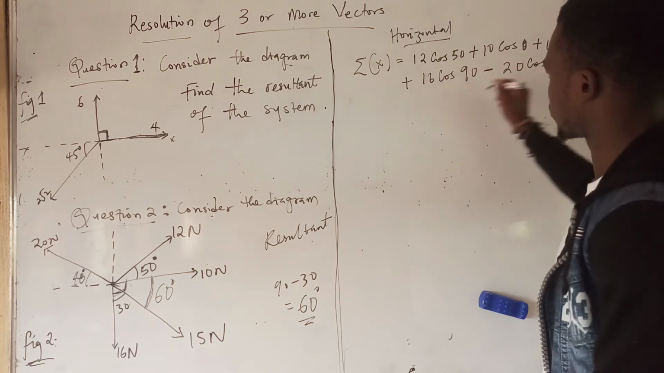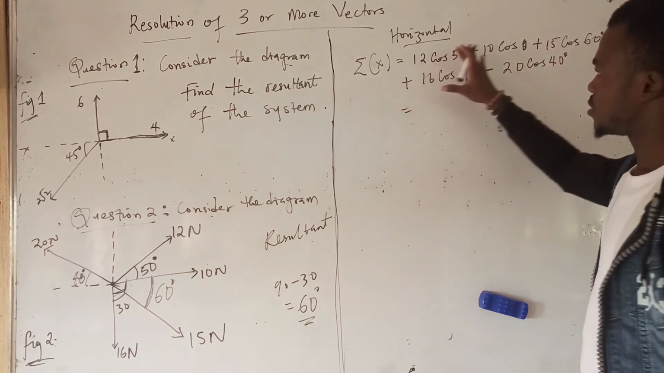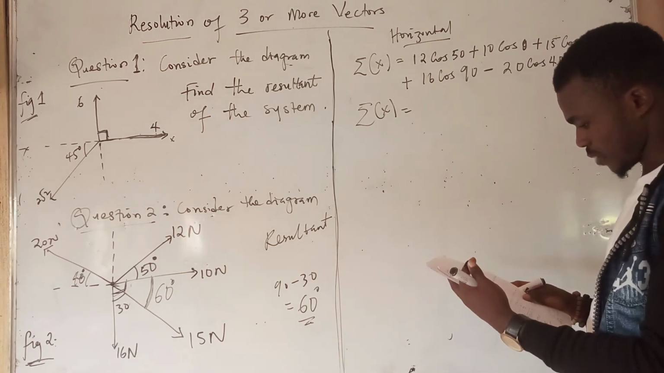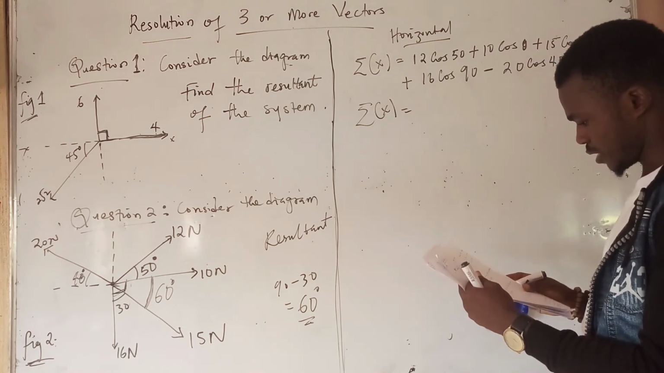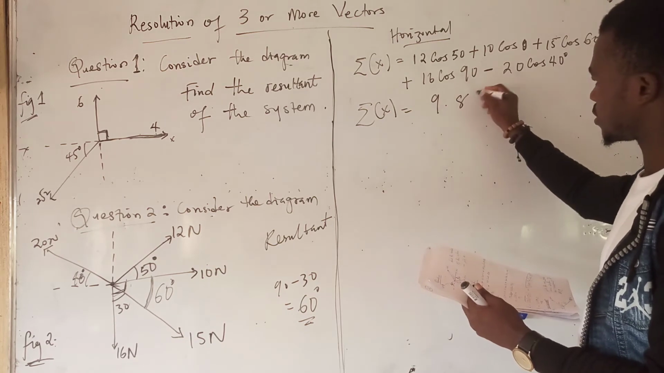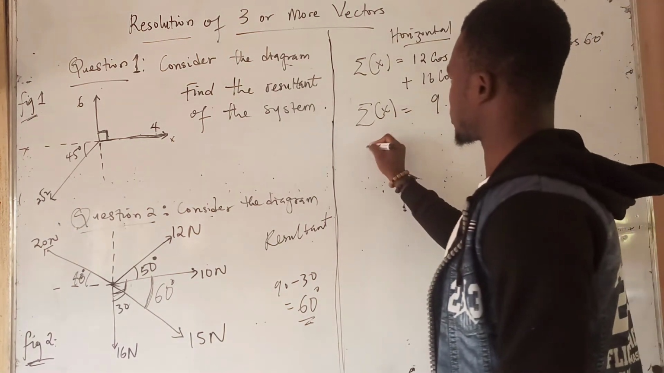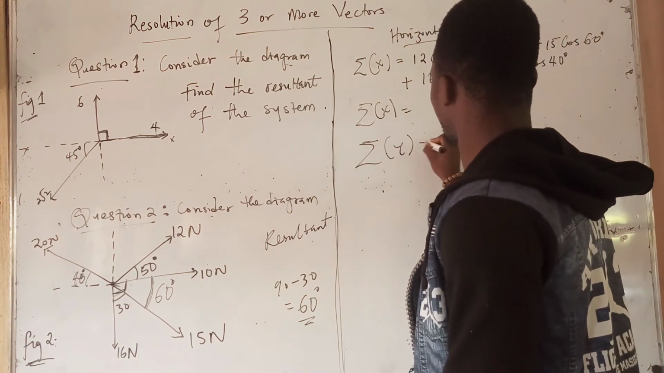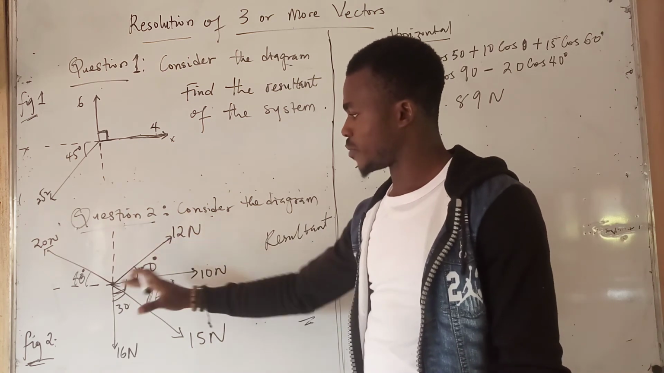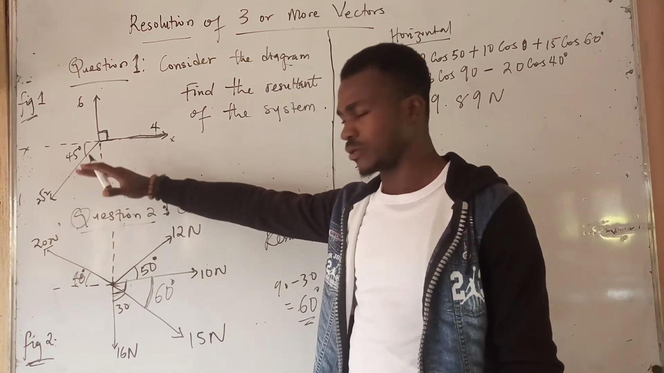Now we can calculate the sum of x. From our calculation, everything here gives us 9.89 Newton. That's the sum of x. Then for the sum of y, we are going to divide this system into two, the positive y and the negative y. So let's work on the positive y.